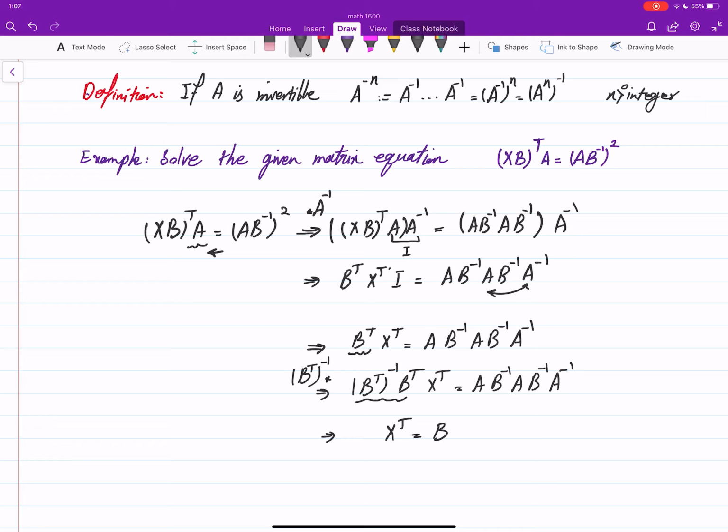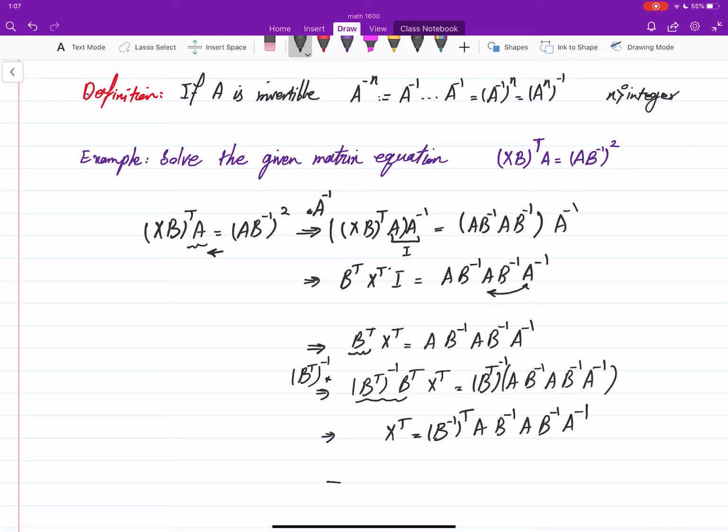Oh, I forgot to multiply this by the transpose from the left. Sorry. This is B transpose inverse. B transpose inverse is the same thing as B inverse transpose. We are using that property. And I don't need to put any brackets because of the associativity. What did happen here? Okay, I know what happened. This is the one.